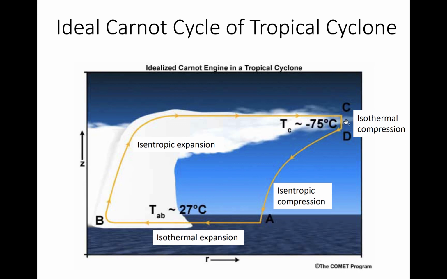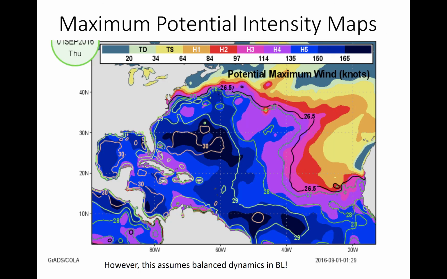Segments CD and DA are isothermal and isentropic compression stages. However, the assumption that isothermal compression actually occurs in the lower stratosphere from C to D has been brought into question.